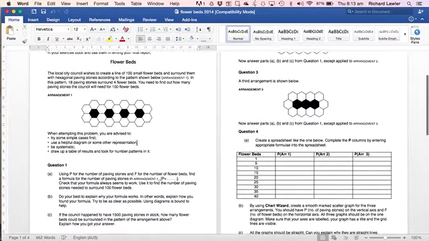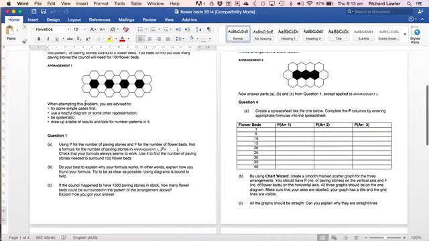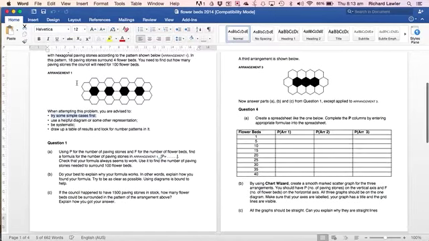Now, I just want to highlight a few things before I let you go do your work. When attempting this problem, you're advised to try some simple cases first. This is a really powerful method to use when you're trying to find patterns in things. So rather than looking at that and saying, oh, I don't know what the pattern is, we attempt a simpler problem. So we look at, well, what happens if there are 0 flower beds? How many tiles will we need? Or paving stones, sorry. And then what happens if I have 1 flower bed? How many paving stones will I need? What about 2 flower beds? How many paving stones would I need for 2 flower beds?